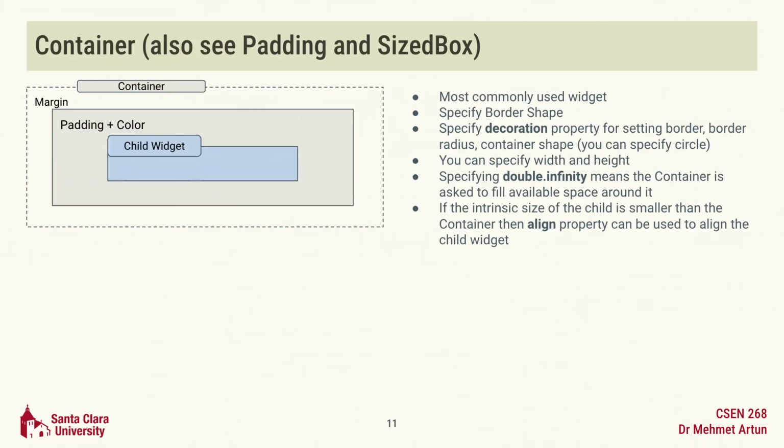With the container, you can have a decoration property if you want to do something more fancy than just color. You have a decoration property where you can specify the border radius. You can specify whether this container should be a circle or a rectangle. You can specify the border thickness, the color of the border lines. You can specify a lot of things with this decoration property. You can go to various detail with it. You can also specify a width and height to the container.